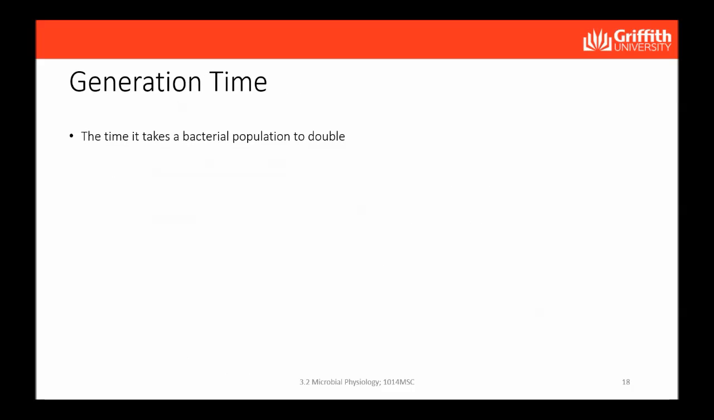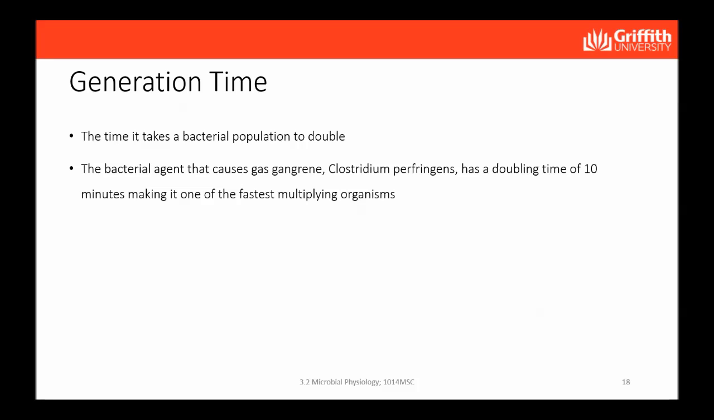The time it takes for a bacterial population to double is called the generation time. It is very important to know the generation time of a bacteria, because it can vary between different species. For example, Clostridium perfringens, a bacterial agent responsible for gas gangrene, has a doubling time of 10 minutes, making it one of the fastest multiplying bacteria.